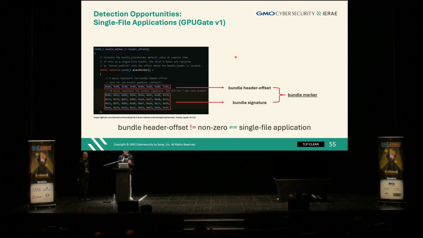And this marker consists of an 8-byte bundle header offset, which is shown here, followed by a fixed 32-byte bundle signature, which is the signature for .NET Core bundles. So if this header is non-zero, then the launcher itself will treat this executable as a single file bundle.